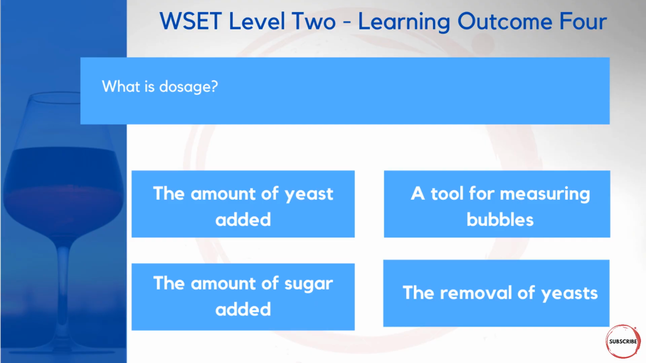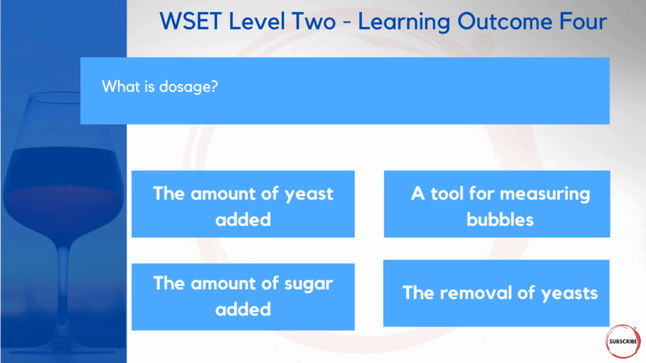Now for another question around a specific process as part of the overall journey. So what is dosage? Is it the amount of yeast added? Is it a tool for measuring the bubbles? Is it the amount of sugar added, or is it the removal of yeasts? Well, I think we can discount a couple of these immediately. You know, we just had a question about the removal of yeasts, and that was a process known as disgorging. Why somebody would need to measure the bubbles is beyond me. Perhaps that happens, but it's certainly not covered at level 2.